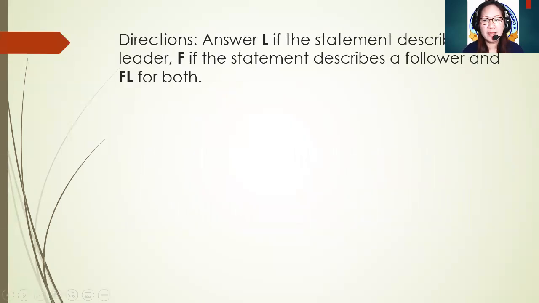So for our activity, before we start our discussion, I have here several phrases or words. All you need to do is to answer each word or phrase if it is a statement that describes a leader. So you need to say L if the statement describes a leader, and you need to say F if the statement describes a follower, or it can be both. So you need to say FL if the statement or the words that I am telling is both for a leader and a follower. Okay, so let's begin. So let's have the first item.